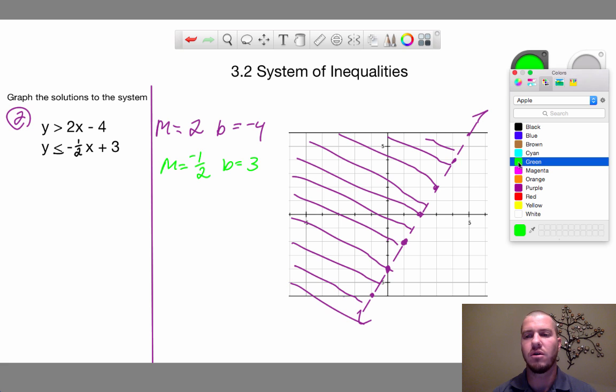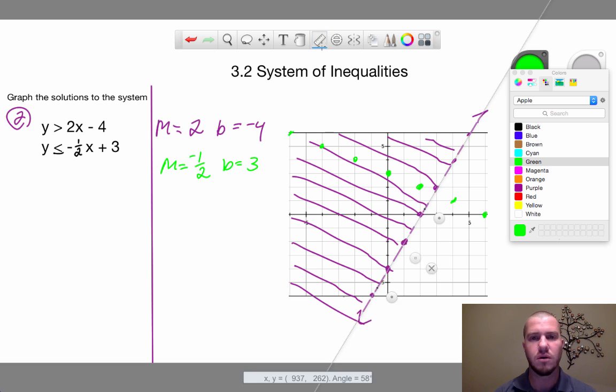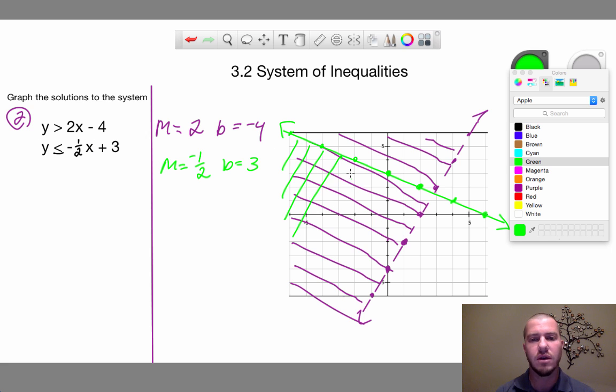Okay, and now I'm going to graph the second inequality. My y-intercept is 3. 1, 2, 3. My slope is -1/2, down 1, right 2. It is a negative slope. Down 1, right 2. Up 1, left 2. And I'm going to use my ruler. And this one is a solid line because it is equal to. And from here, it's less than, so I'm going to shade down from this line, and I'm going to put all these lines going this way.